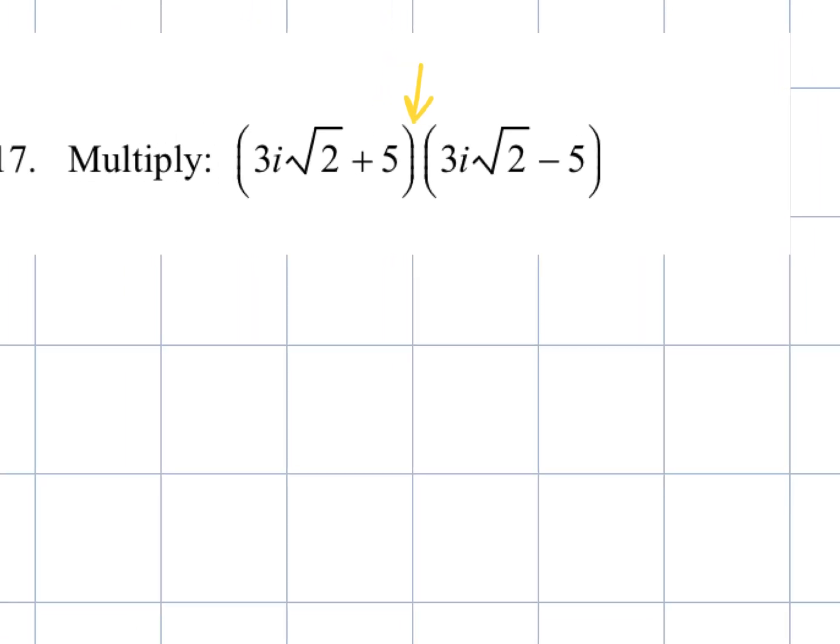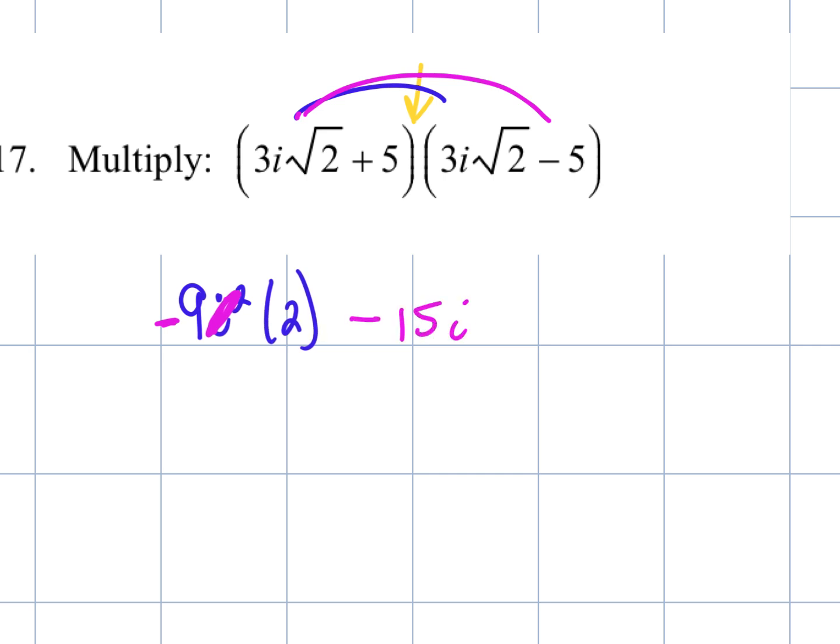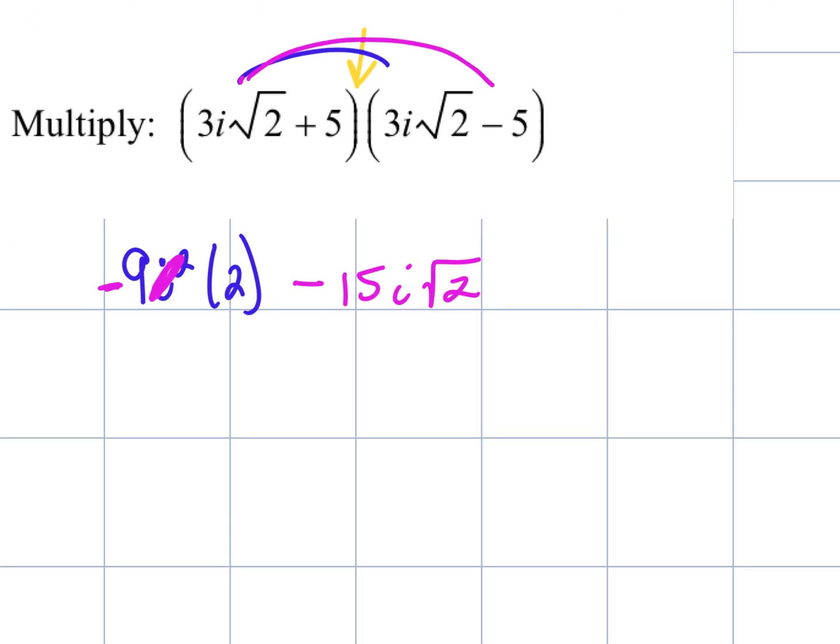You just stuck together. So when we multiply, outside with outside, inside with inside. So 3i root 2 times 3i root 2. Well, 3i times 3i is 9i squared. And the square root of 2 times the square root of 2 is square root of 4, which is 2. As soon as I see that i squared, I'm going to cross it off and change the sign in front. So then I have 3i square root of 2 times negative 5. That's going to give me negative 15i square root of 2.